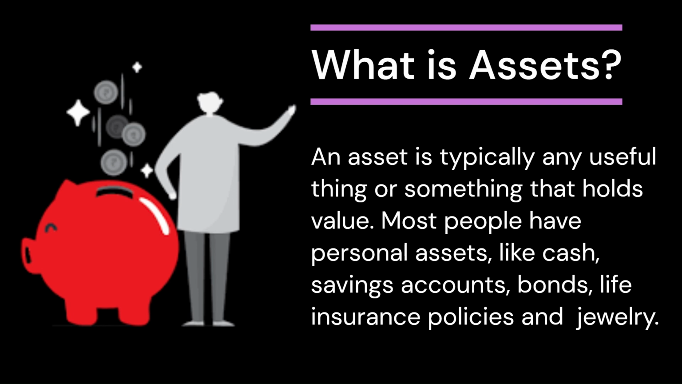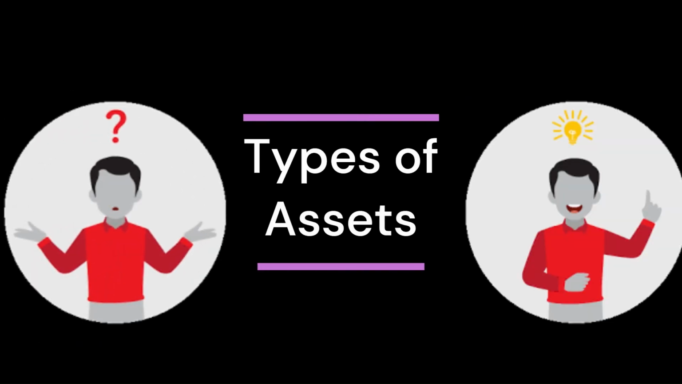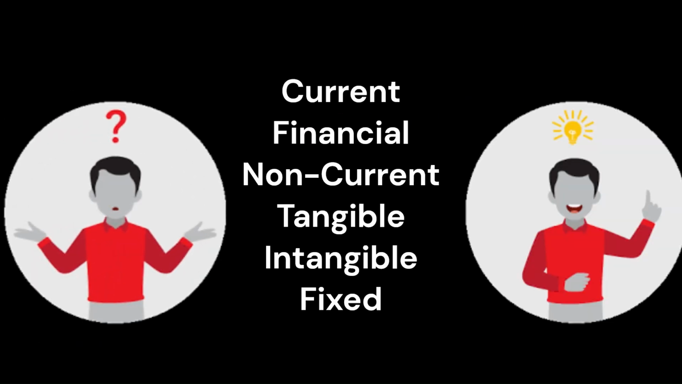Another is insurance policy, jewelry. Jewelry can also be used to take a gold loan or bank deposit. In simple language, assets are things that you can sell for money. Some of the classifications are current assets, financial assets, non-current assets, tangible assets, intangible assets, and fixed assets.